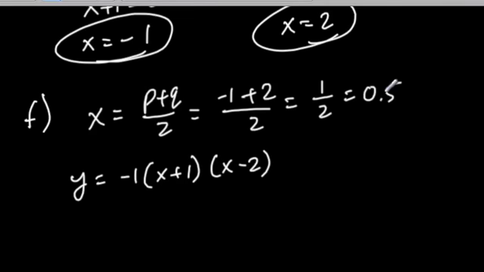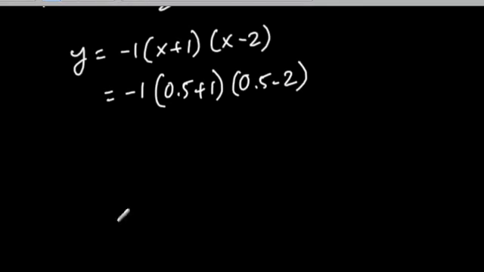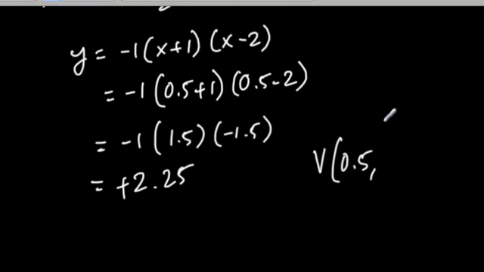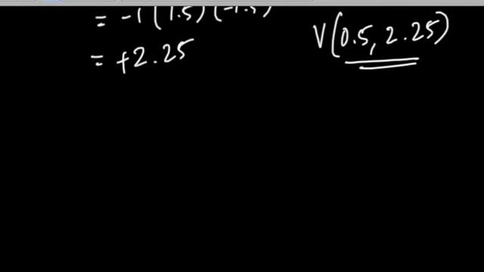What we're going to do is just take this x value and plug it in here to find the y value. So it's negative 1, 0.5 plus 1, and 0.5 minus 2. So it's going to be negative 1, 1.5, and that's going to be negative 1.5, and that's going to be 2.25. That's going to be positive. Let me just make sure I'm on the right track. Yep, that's right. And so our vertex is going to be 0.5 for the x-coordinate, and the y-coordinate is 2.25, and we're done.